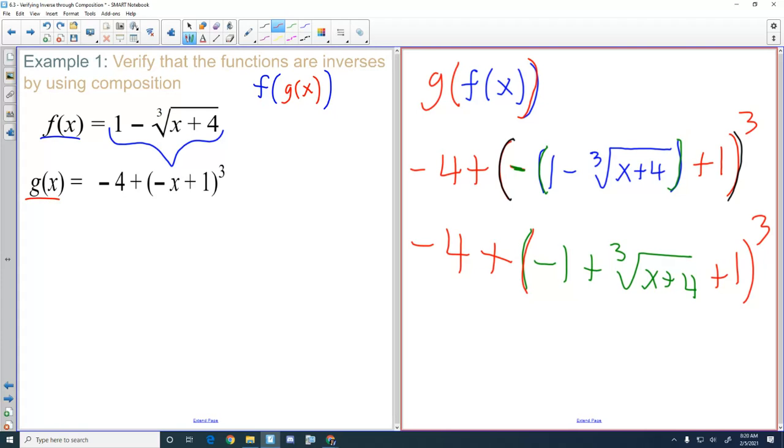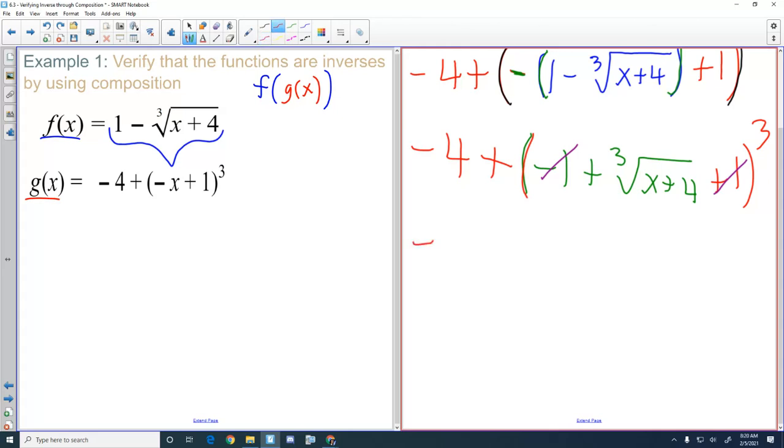What would I cancel out next? The ones, yes, exactly. There's a negative one and a positive one in the same set of parentheses. We can cross those out. Very good. Negative one and positive one, both gone. So it becomes negative 4 plus parentheses. I now just have the cube root of x plus 4 cubed. All right, what's next?